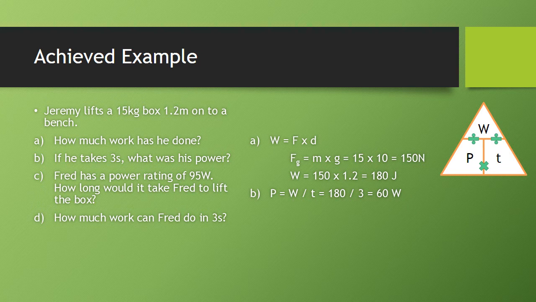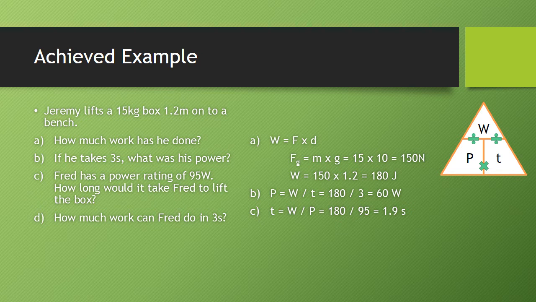I'm going to do two examples. The first one is an achieved level example, and the second one is an excellence level example. So here's the first one. Let's say Jeremy lifts a 15 kilogram box 1.2 meters onto a bench. Part A, how much work has he done?